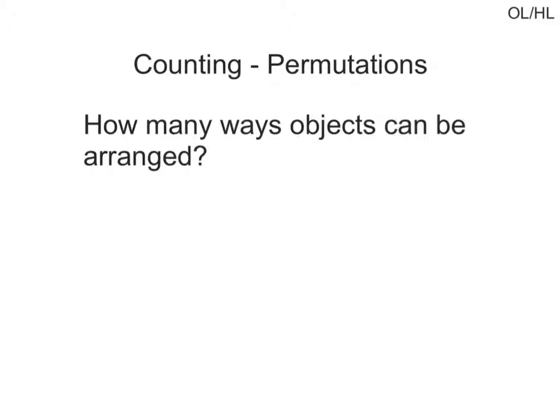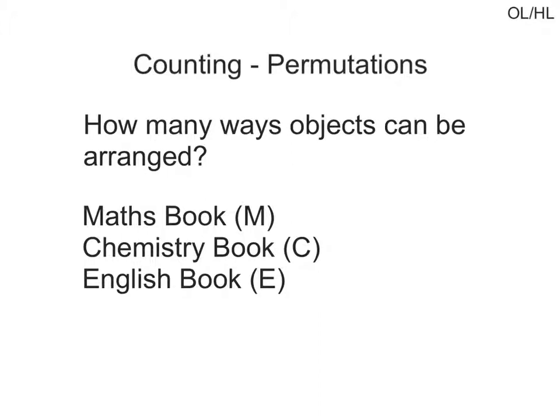One section of statistics and probability is counting. In this section, we'll explore how many ways objects can be arranged. For example, let's take a maths book, a chemistry book, and an English book and see how many ways these books can be arranged on a shelf.